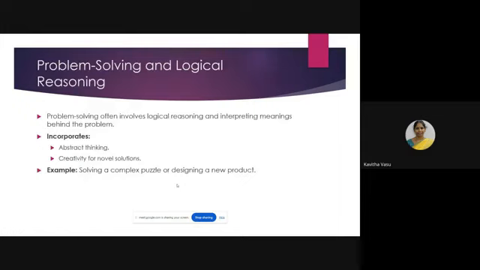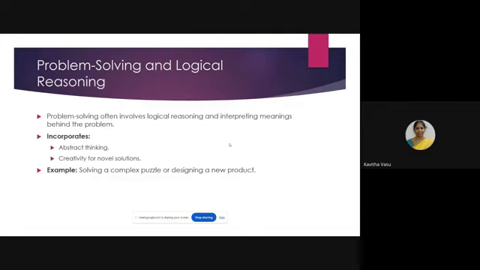The next one is problem solving and logical reasoning. What is meant by it? It discusses the role of logical reasoning in problem solving. We have to apply some logical reasoning in problem solving methods. It incorporates abstract thinking and creativity. Abstract thinking means logical reasoning often requires the ability to think abstractly, particularly when dealing with complex problems. Creativity means in some cases novel solutions are necessary, which requires creativity.